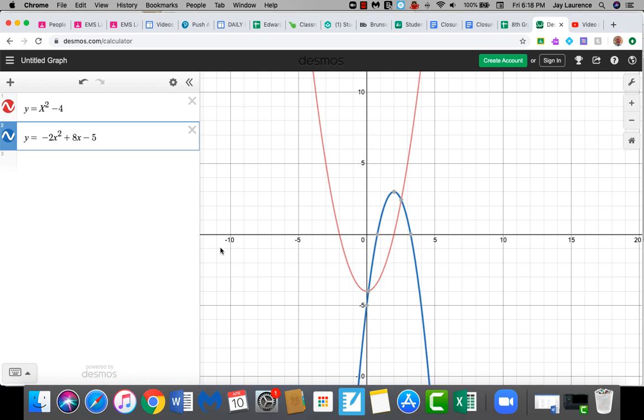All right, remember, domain is the input, the set of all possible x values, and range is the output, the set of all possible y values. So as I look at these parabolas, I'm only going to look at the red one right now.